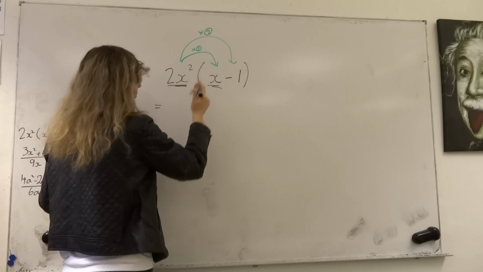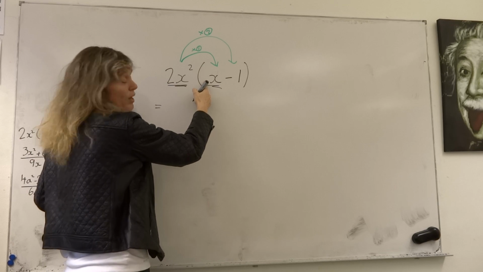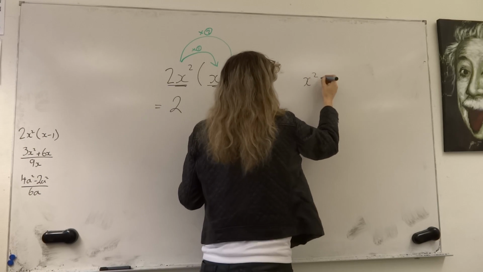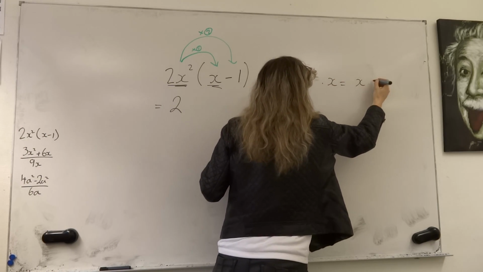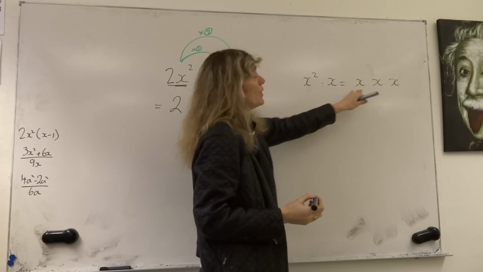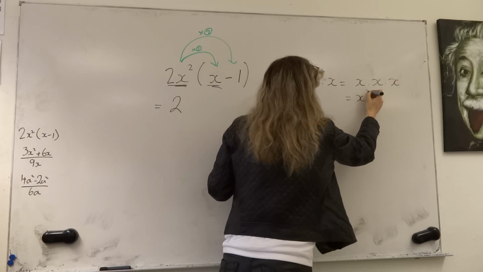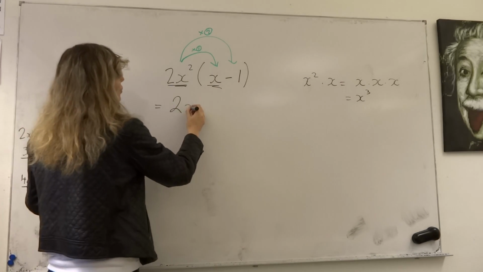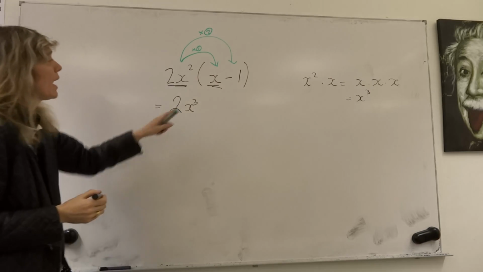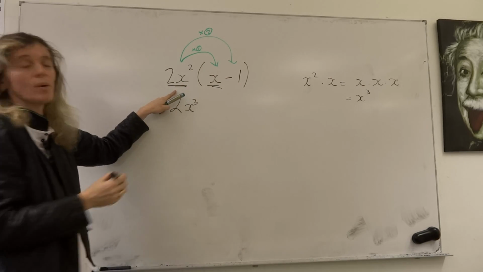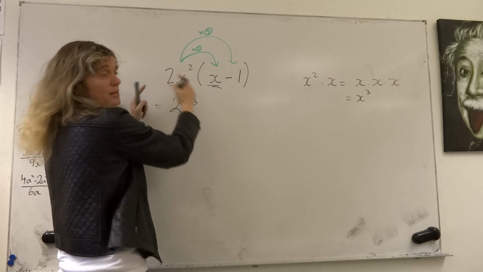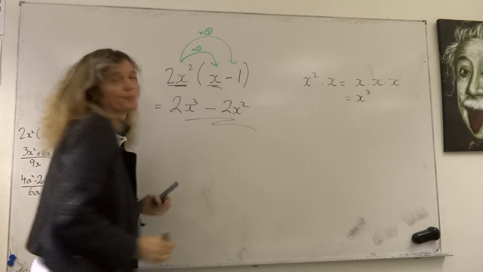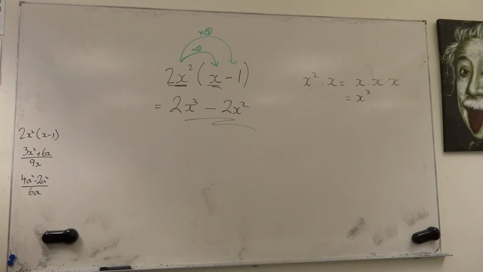Well, 2 times 1, there's an invisible 1 in front of that, is just 2. X squared times x is the same as x times x times x, which is the same as x cubed. 3 lots of x's multiplied by each other. So we get 2x cubed, and now we just have minus 1 times 2x squared. That's going to give us a minus times a plus is a minus. 1 times 2x squared is just going to be 2x squared. So that's what that one's going to look like when it's expanded out.